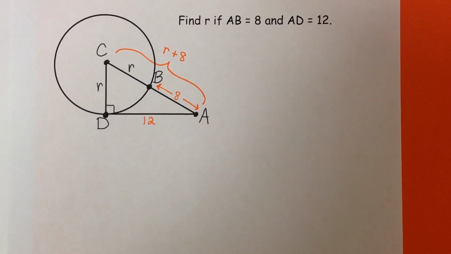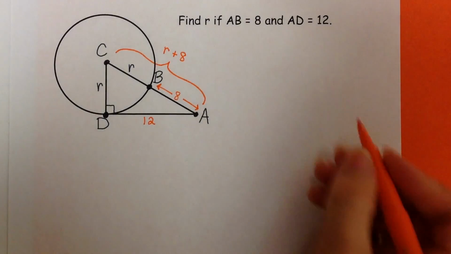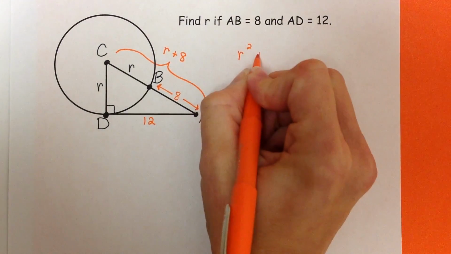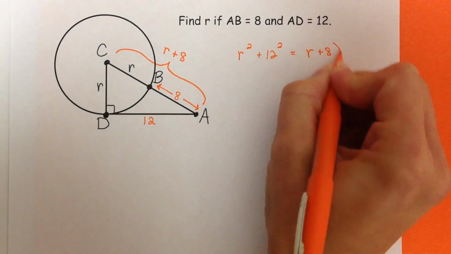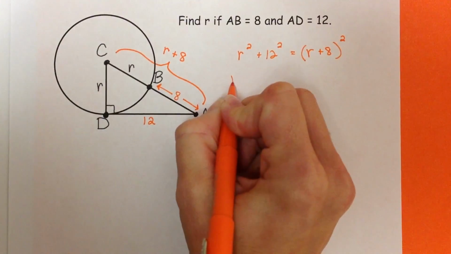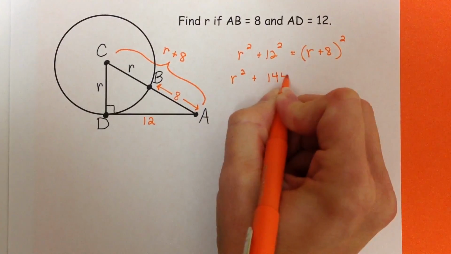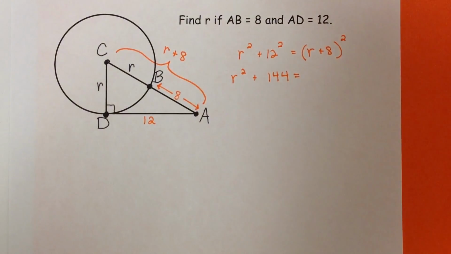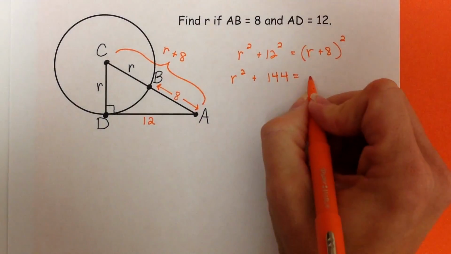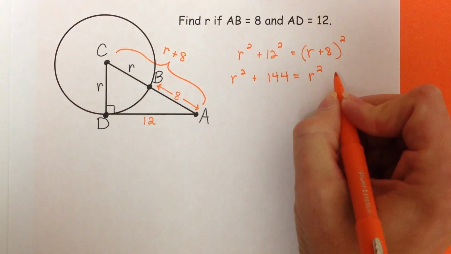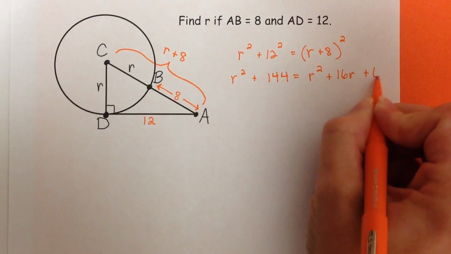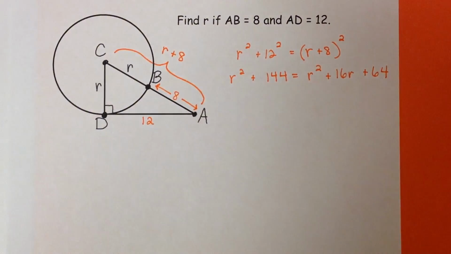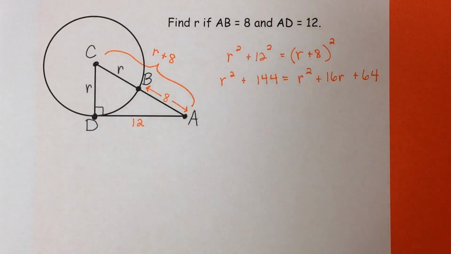Alright, so my Pythagorean theorem is going to have to use the R plus 8. So I'm going to say that I have R squared plus 12 squared is equal to R plus 8 squared. You do need to take the R plus 8 and square it. So that's going to end up giving me R squared plus 16R plus 64.